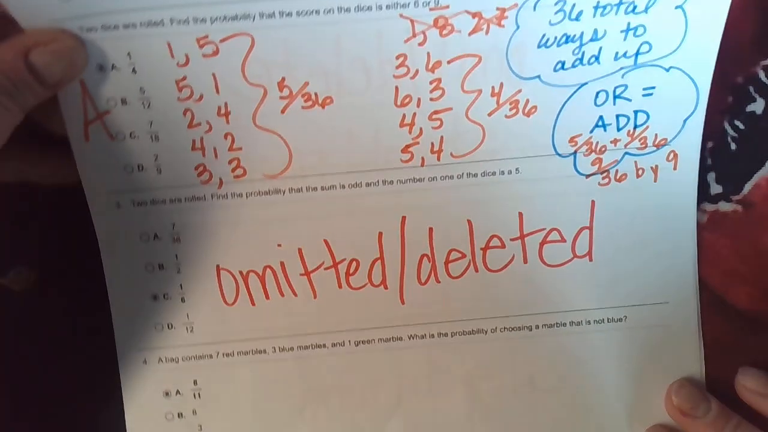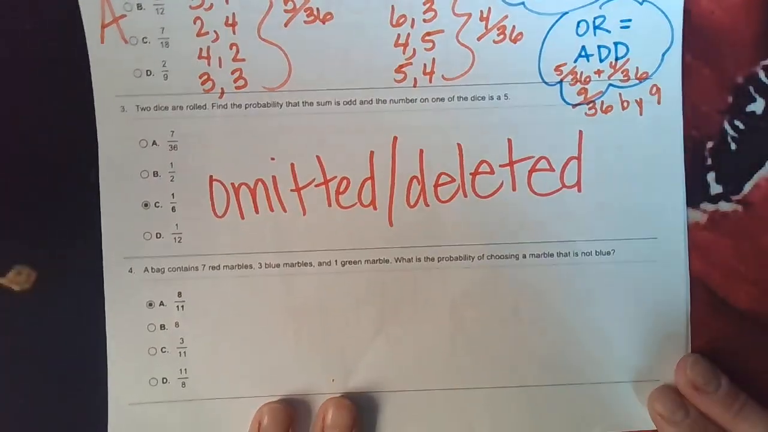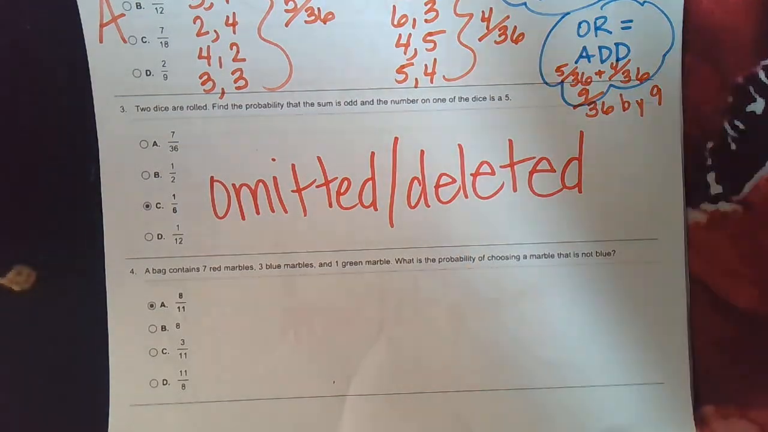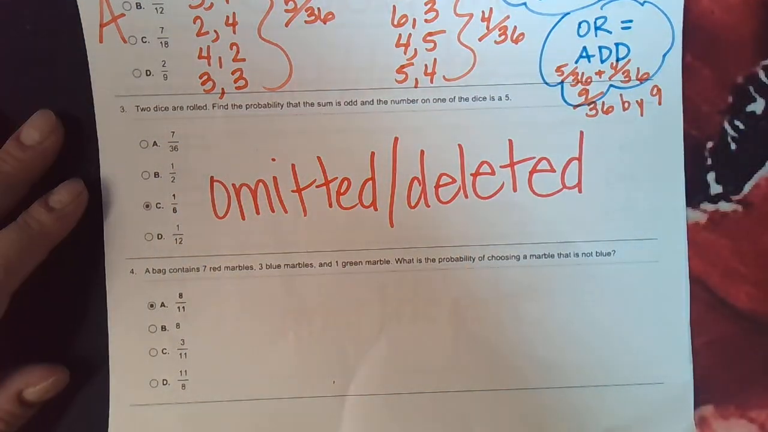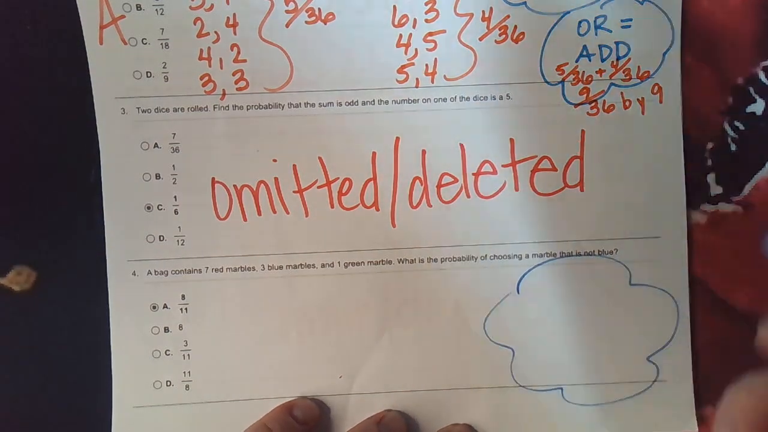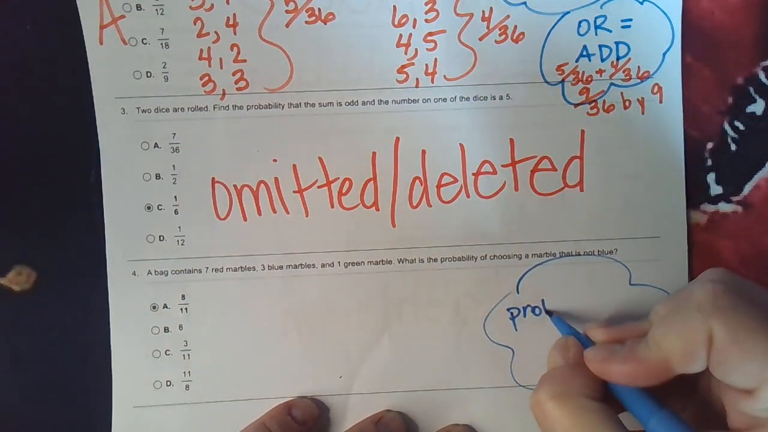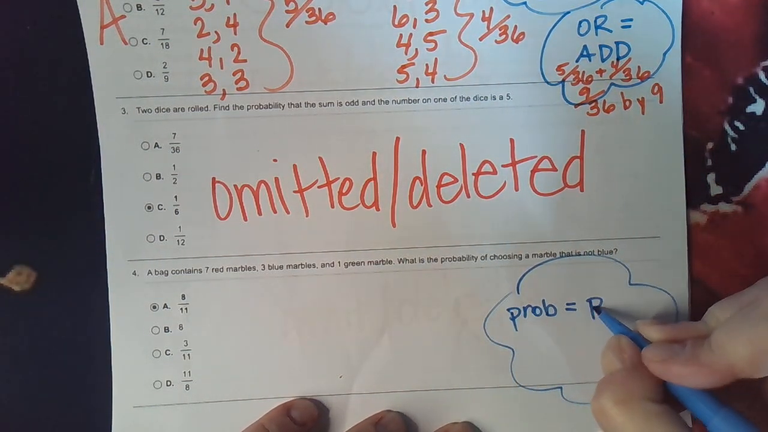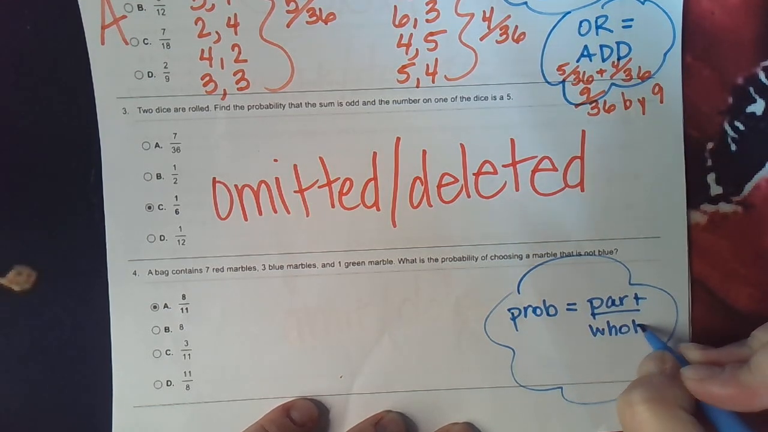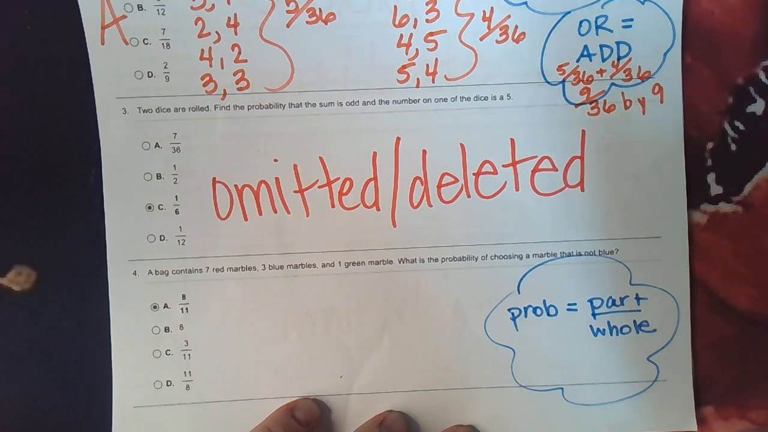Okay, number 3, I omitted and deleted because it was too many problems for your test and your review. Number 4, it says a bag contains 7 red marbles, 3 blue, 1 green. What is the probability of choosing a marble that is not blue? Okay, well, if you want to write something on your cheat sheet, I would write probability is equal to the part over the whole, or the piece over the total.